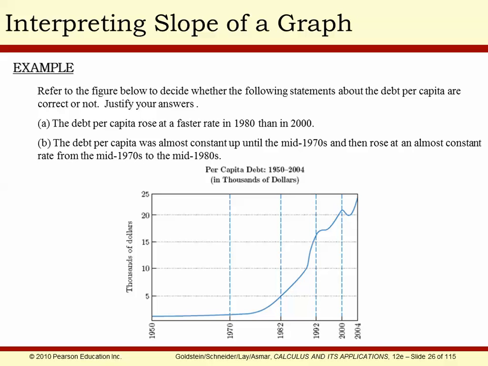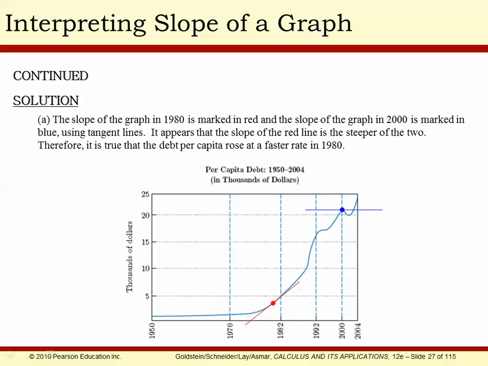Refer to the figure below and decide whether the following statements about debt per capita are correct or not. Justify your answers. The debt per capita rose at a faster rate in 1980 than in 2000. Okay, so this is just intuitive. We go to the graph, we go to 1980, and it seems to be going up pretty steep over here. If we look at 2000, the tangent line over there looks kind of flat. Okay? So if you look at 1970, if we draw an estimated tangent line over there, that's a very steep curve.